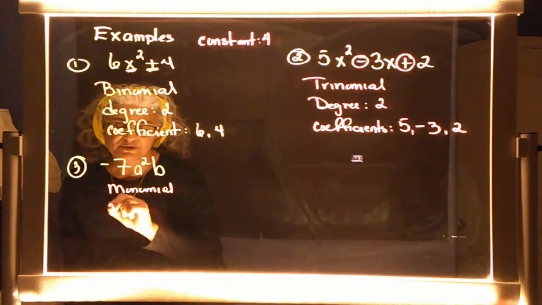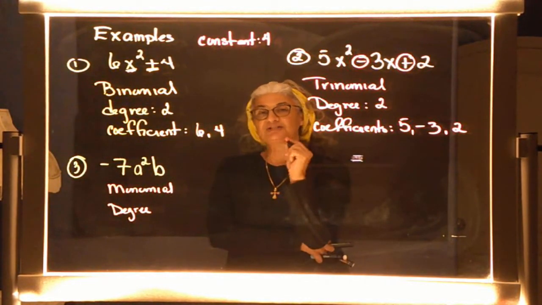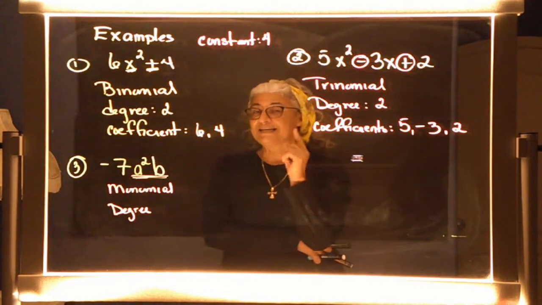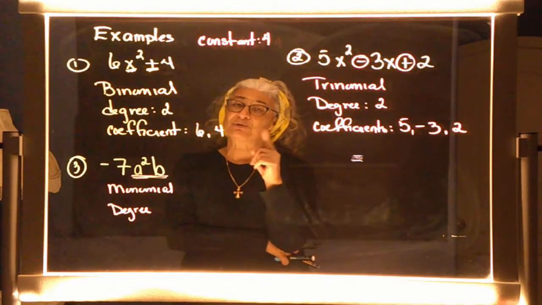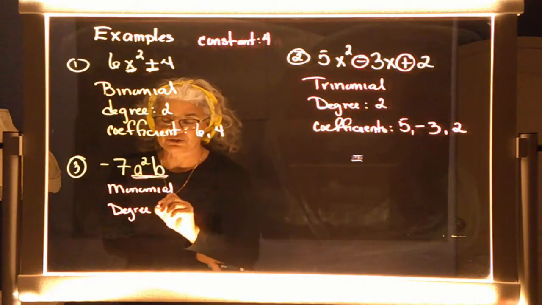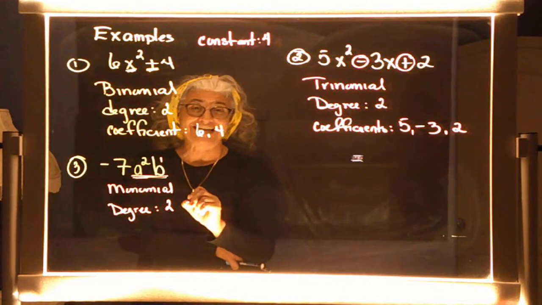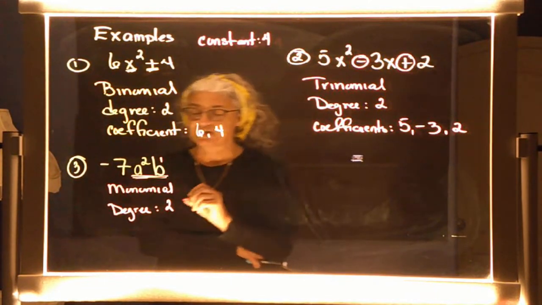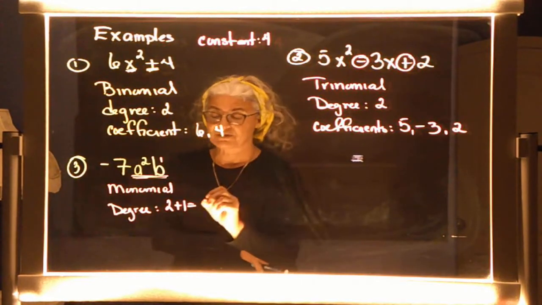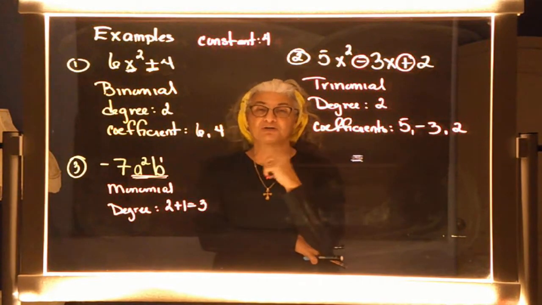Now, this one you have to be careful of when you give me the degree. Because when you have a term that has more than one variable in it, to get the degree, you're going to have to add those powers. So what's the power on the A? 2. What's the power on the B? Yeah, that's a 1, which means to get the actual degree of this monomial, I'm going to have to do 2 plus 1, which equals 3. So this would be considered a 3rd degree monomial.